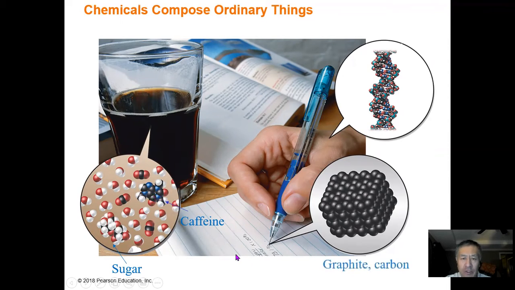And we know the pencil we use to write is the graphite. Graphite actually is one form of the carbon element. Then the person's hand has larger biomolecules such as DNA.